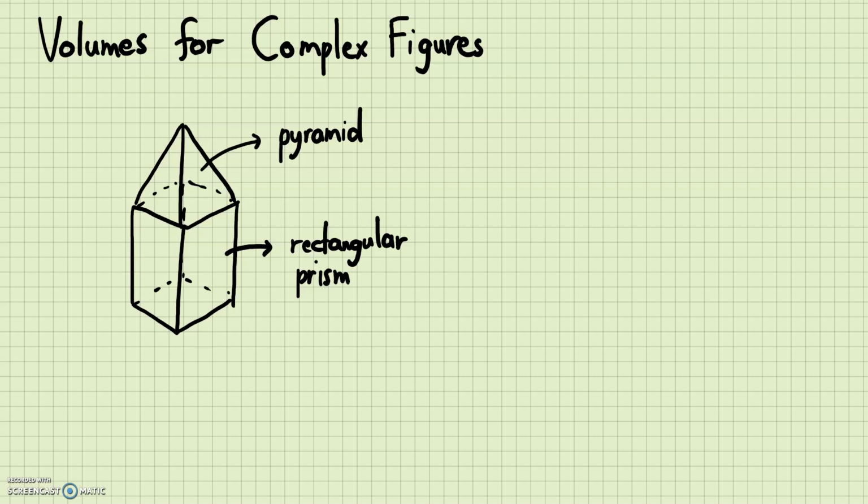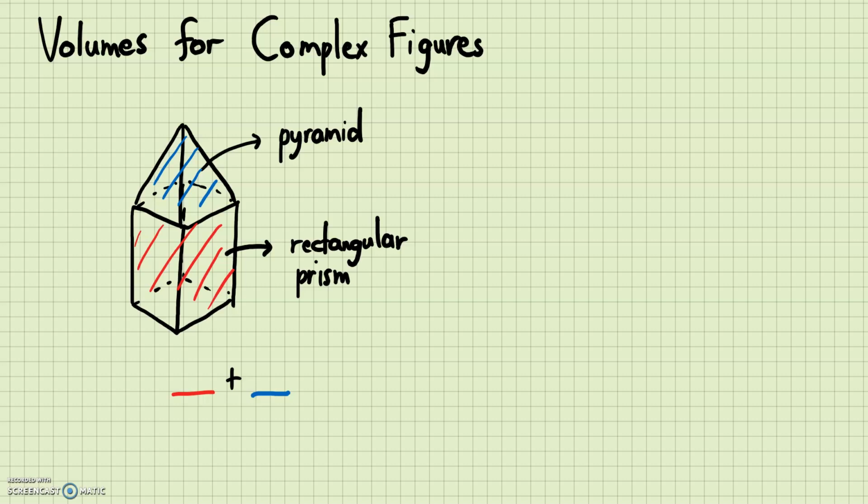And you find the volume of the rectangular prism here. And then you find the volume of the pyramid here. And then you do the rectangular prism plus the pyramid. Okay, so that's our general concept. That's the strategy that we're going to be using.